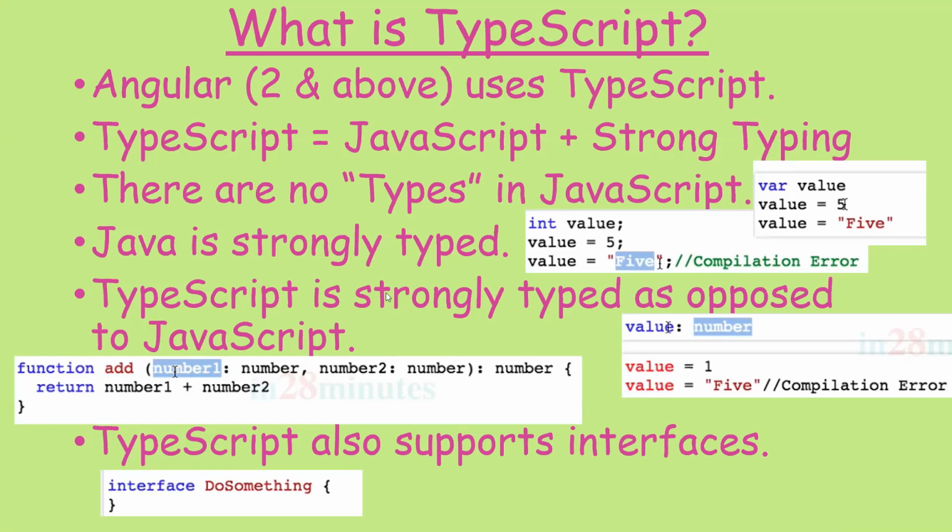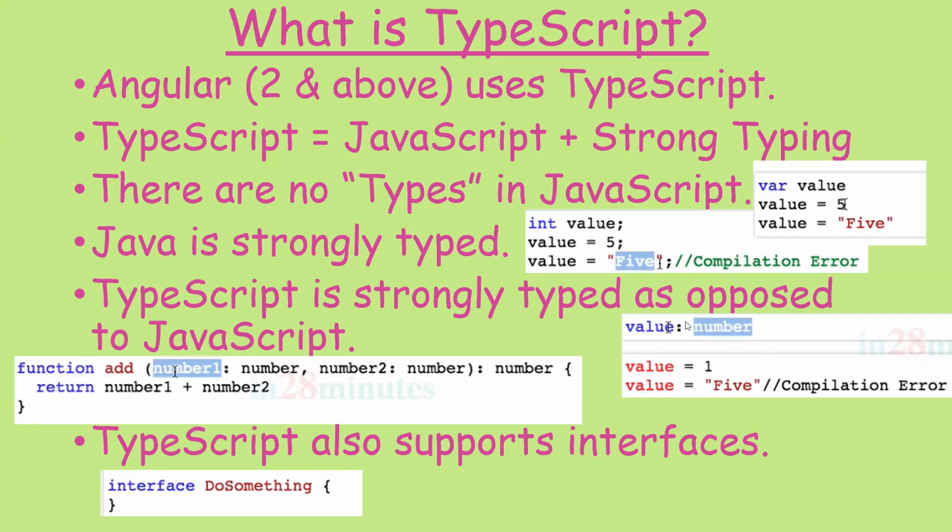Java is strongly typed, meaning if we declare a variable as an integer type, then we should be able to assign only an integer to that variable. And if we try to assign a string, then we get a compilation error. So that is called strong typing, whereas JavaScript is not strongly typed. That means we can declare a variable and assign the number 5 or a string to the same variable. So JavaScript is not strongly typed, but TypeScript is strongly typed.